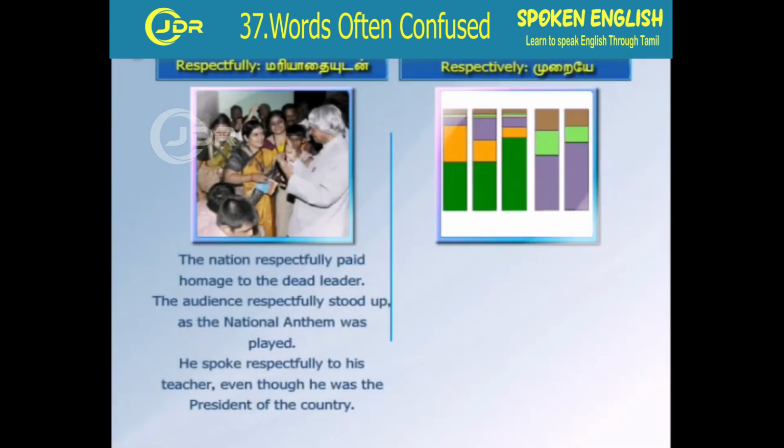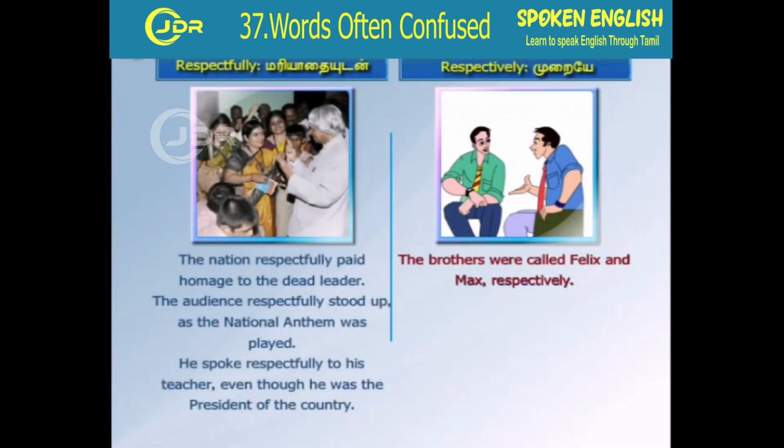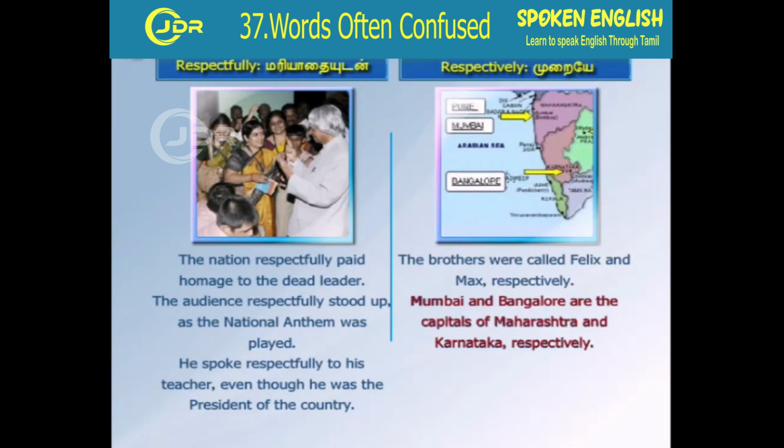Respectively, முறையே. The brothers were called Felix and Max respectively. Mumbai and Bangalore are the capitals of Maharashtra and Karnataka respectively.